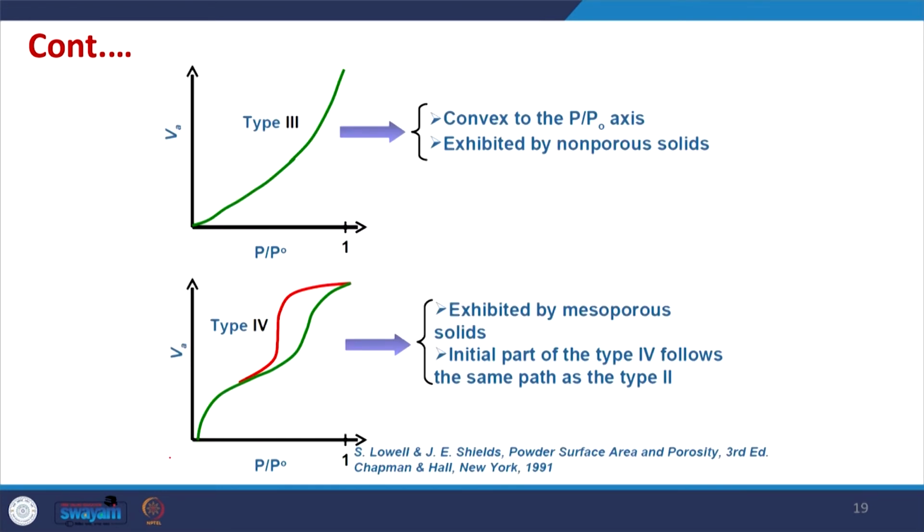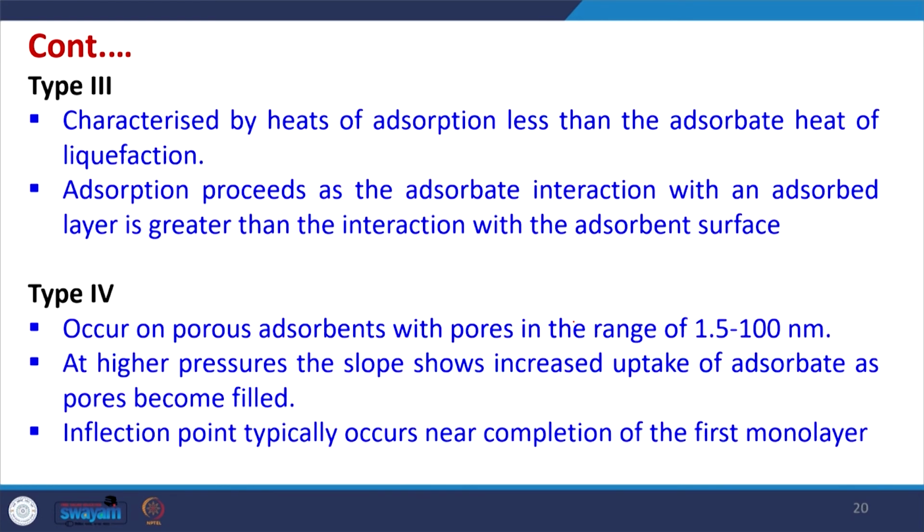Then there is type 3, which is convex to the P by P0 axis; we can see here it is going up. So, it is again for non-porous solids. Type 4 will start to go up, then saturate, and again go up. The initial part of type 4 follows the same path as type 2, but later on it varies. It is more exhibited by mesoporous solids.